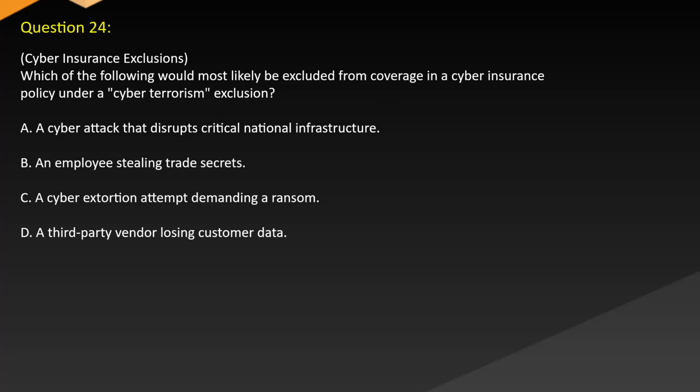Question 24. Cyber insurance exclusions. Which of the following would most likely be excluded from coverage in a cyber insurance policy under a cyber terrorism exclusion? A. A cyber attack that disrupts critical national infrastructure. B. An employee stealing trade secrets. C. A cyber extortion attempt demanding a ransom. D. A third-party vendor losing customer data.